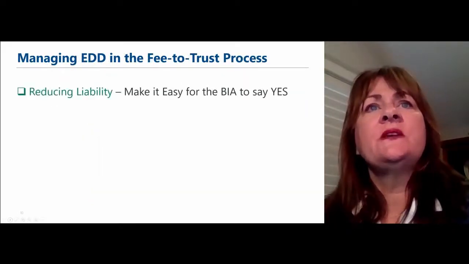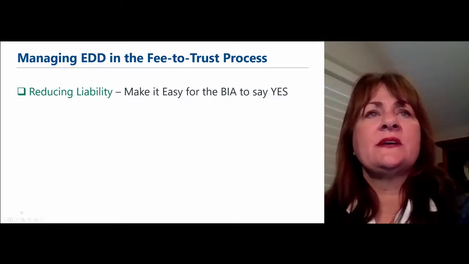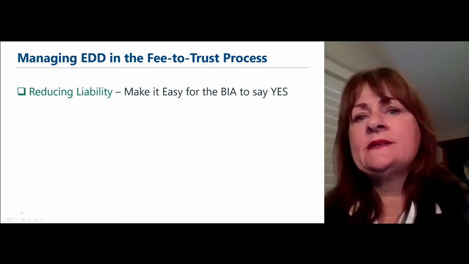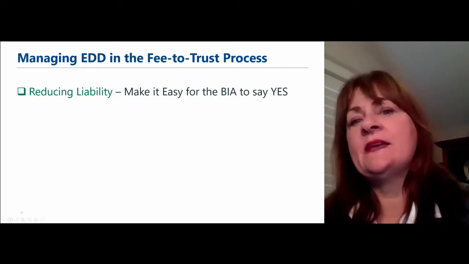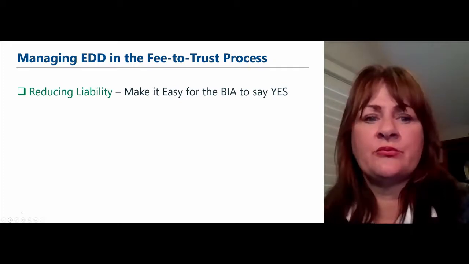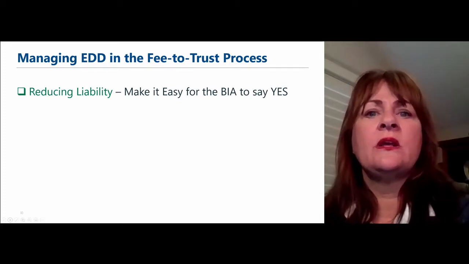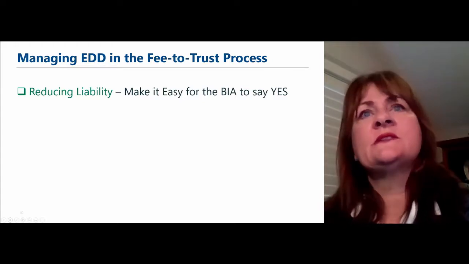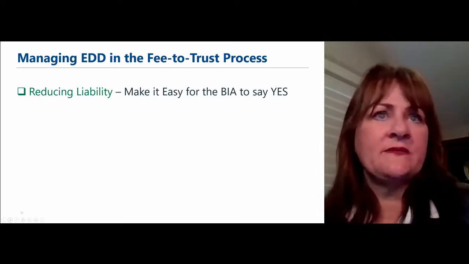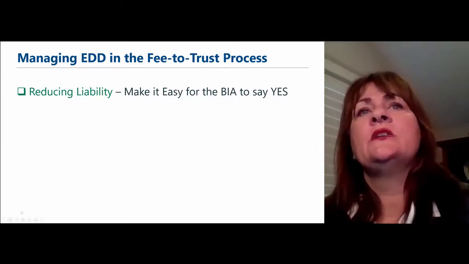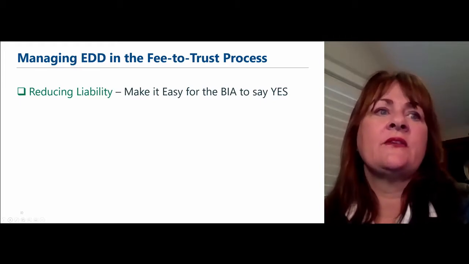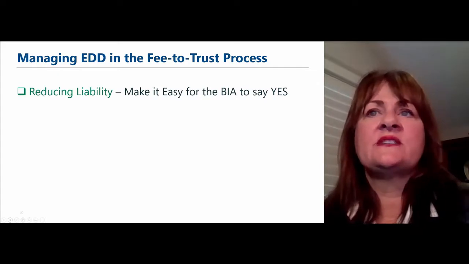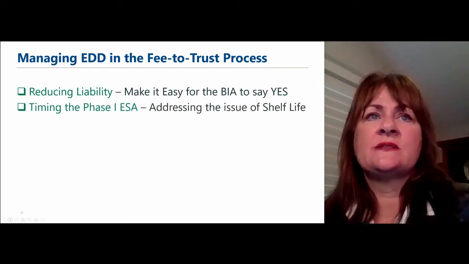So managing the environmental due diligence in the fee to trust process is really meant to reduce liability, and you want to make it easy for your BIA realty officer to say yes. You want to make it easy for the application to be approved. You don't want environmental issues on a property to be the tripping point for your application. So that's really the impetus of this presentation, to help you as tribal land staff identify those environmental conditions on your property if you have them, and get those addressed before you go through the application process.